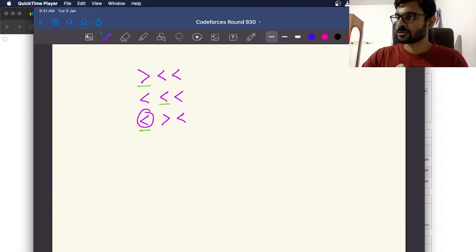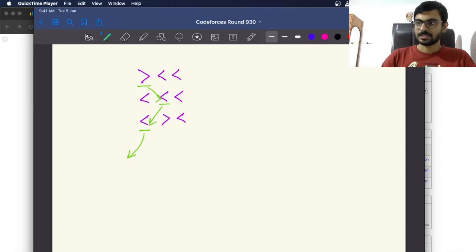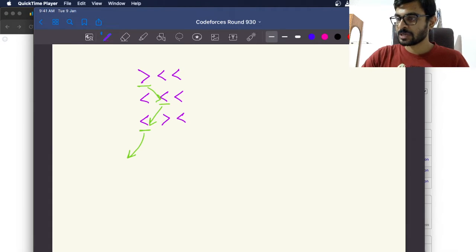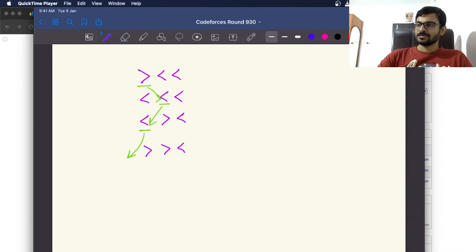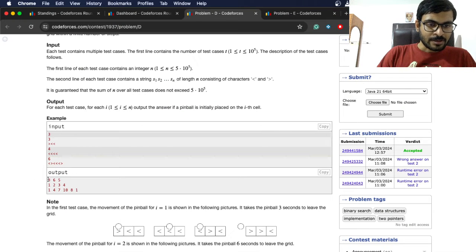Next, this is left, so now it will move out of the grid. How many movements? 1, 2, 3. That is a movement, and when it moves out of the grid, the array will become right, right, left, though it doesn't matter what it becomes. So this is 3 steps. The answer should be 3. Let us see. Yes, the answer is 3.